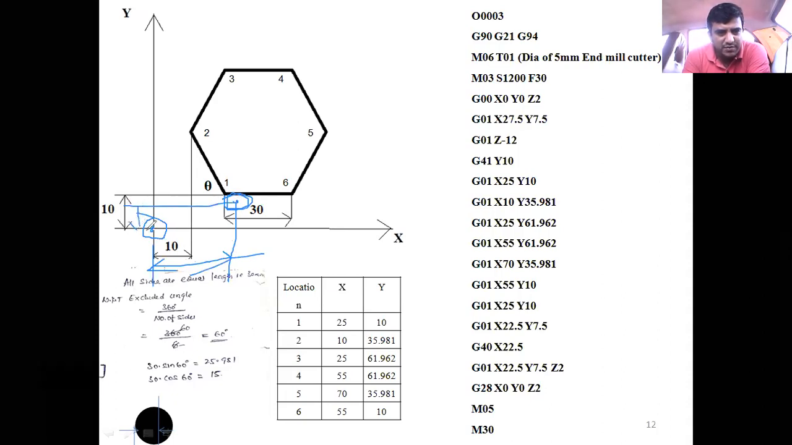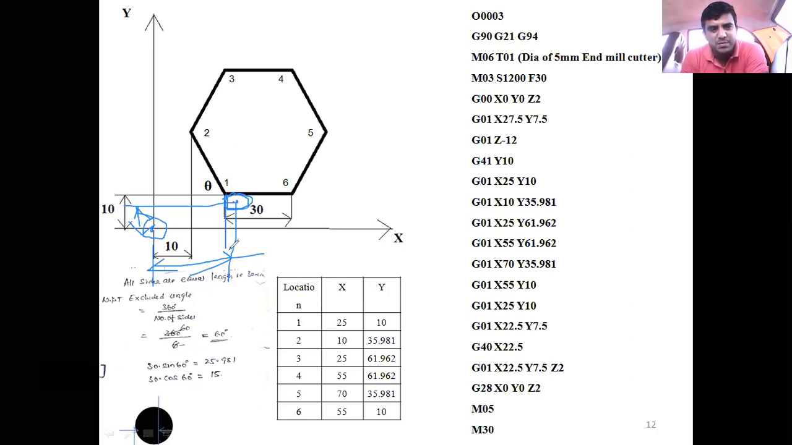Yes, unmute yourself, then tell me the coordinates for the first location. You are not considering the cutter radius compensation, so we consider the center of the cutter. From the first coordinates here, how much is X? 10 plus 15, 25, plus the radius of the cutter. What is the radius of the cutter? 2.5. 10 plus 15 plus 2.5.